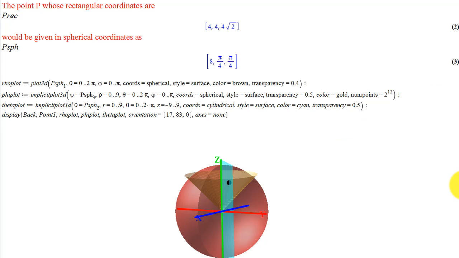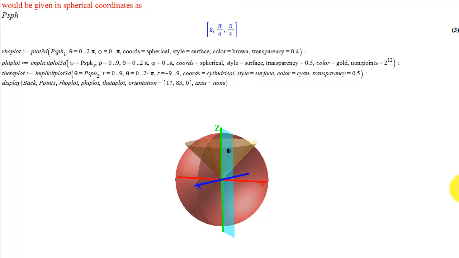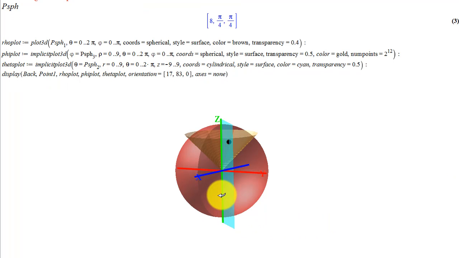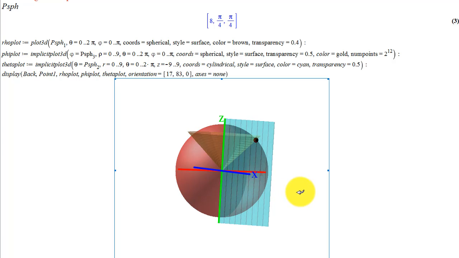So here's the point 8, pi over 4, pi over 4, and I put that on a graph here to show you the three components. The 8 is the distance from the origin out to the point. So that would be the distance along the edge of this cone that I have drawn on here. The first angle, the pi over 4, would be the theta.